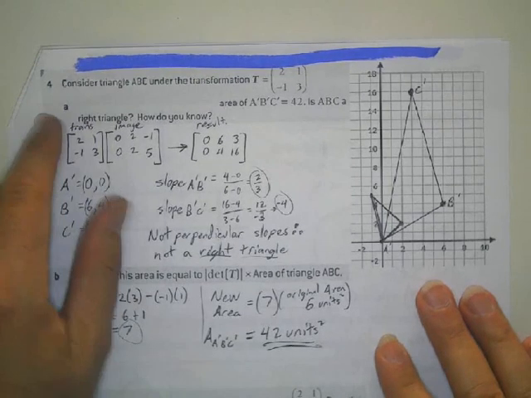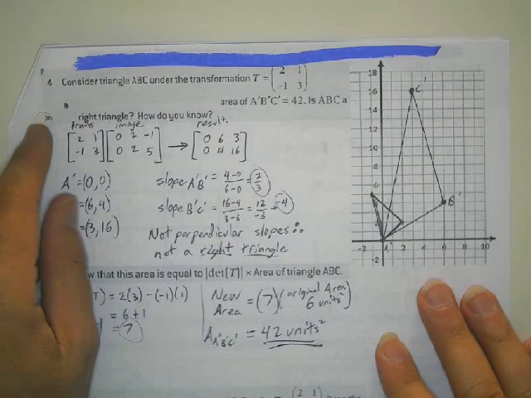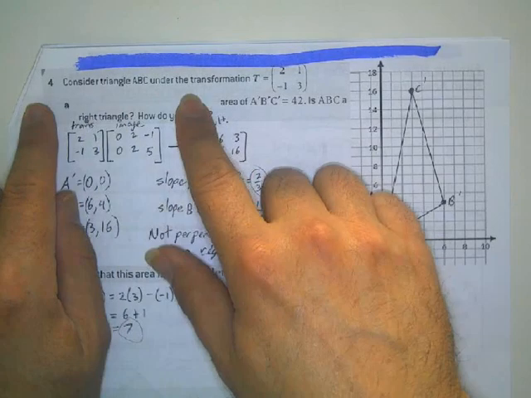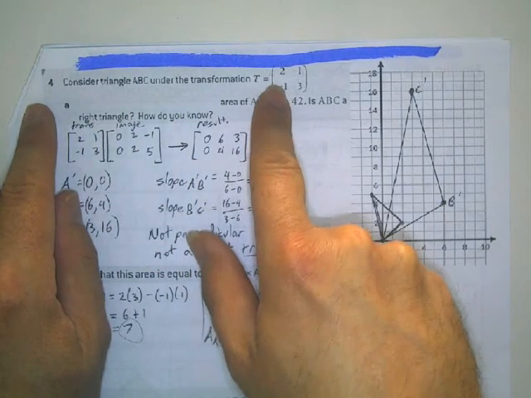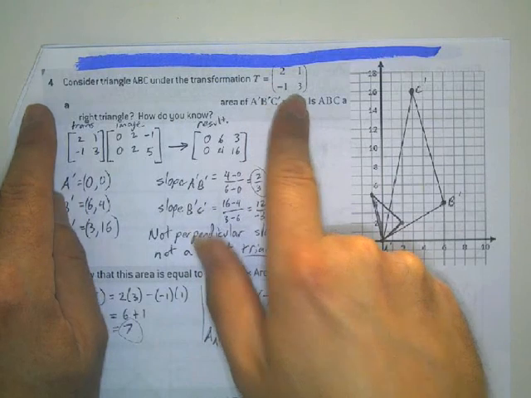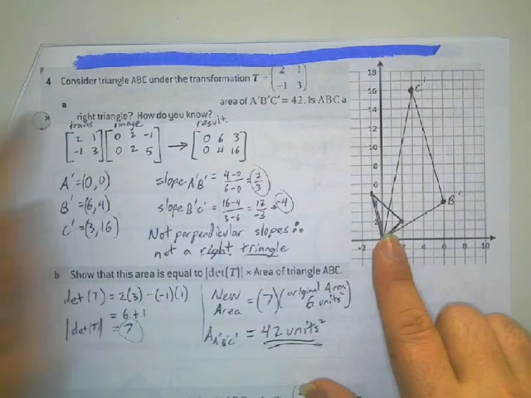Okay, so now we're going through a different transformation. Okay, consider the triangle with the transformation 2, 1, negative 1, 3. Okay, so here's the original triangle.